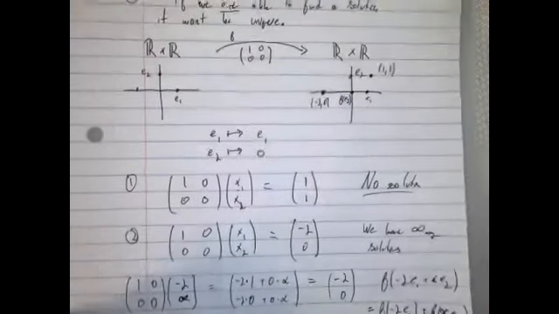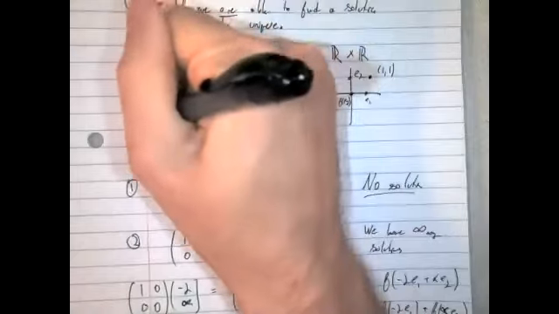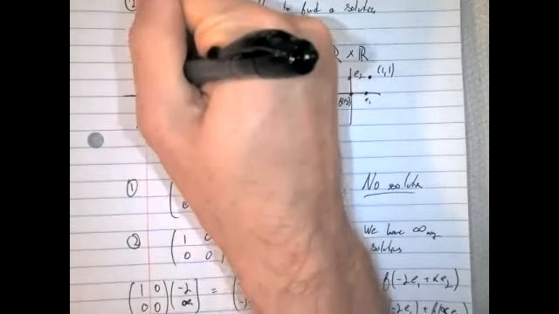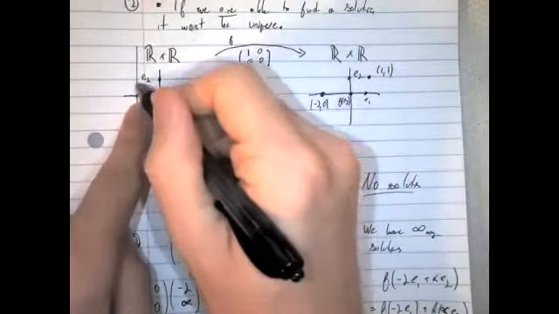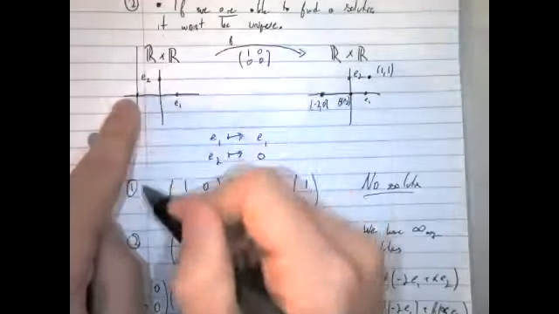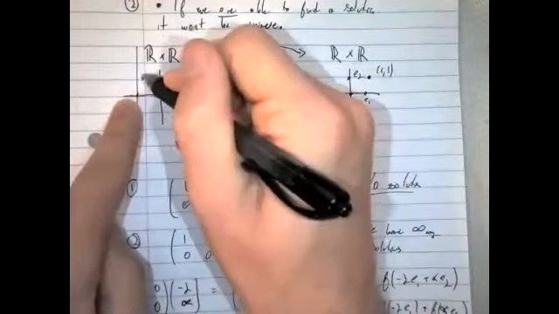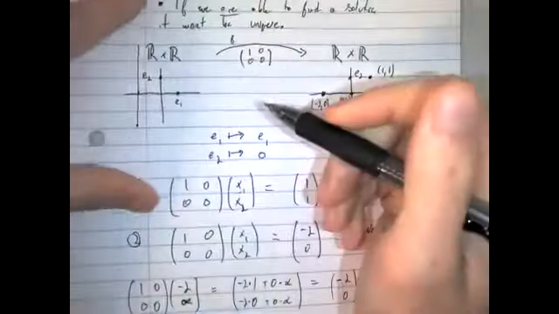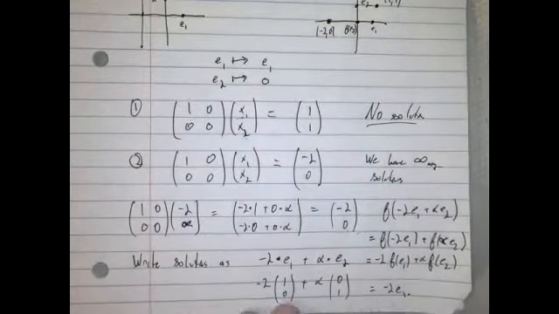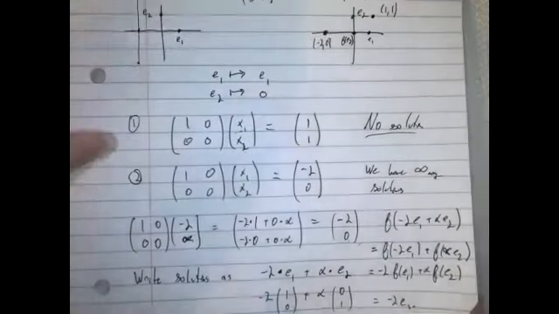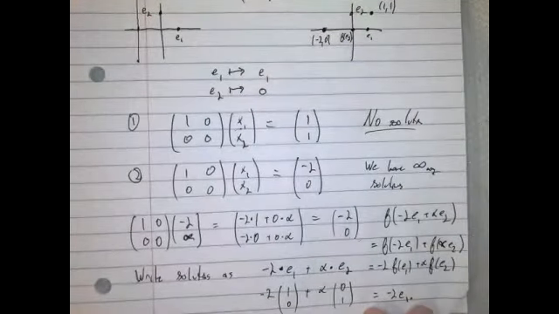In other words, all of the vectors in this line can be written as -2 times E1 plus some constant times E2. And this linear map sends E2 to 0, or in other words, it collapses this whole line onto this point. When I'm writing this infinite family of solutions, I'm exactly stating the property that this whole line gets collapsed onto -2, 0.